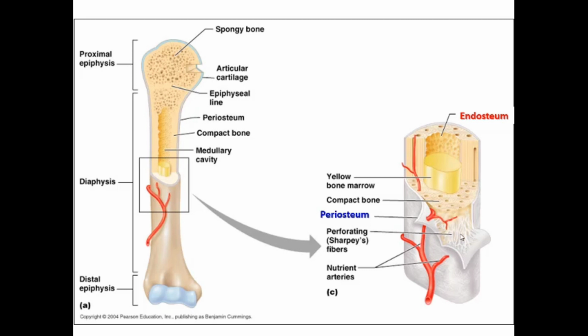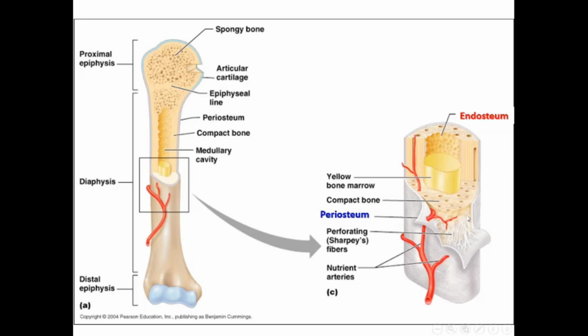Periosteum is usually thicker than endosteum and rich in blood vessels. You can see the collagen fibers from the periosteum penetrate into the bone matrix and attach the periosteum firmly to the bone matrix. These collagen fibers, usually collagen type 1, are called perforating fibers or Sharpey's fibers.